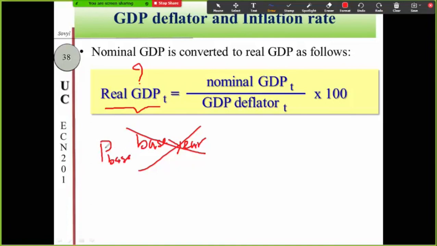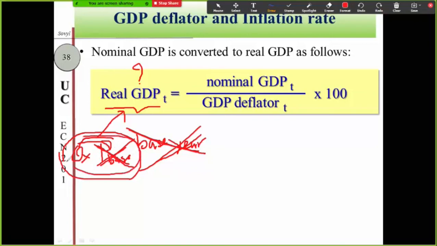If we don't know the base price, we cannot take quantity multiplied by price to get real GDP, because we don't know the price. That's why we cannot use this formula. In order to get the real GDP, we cannot use this formula because we don't know the base year or the base period. If we don't know the base year or base period, we cannot find the price from it. If we just know Q and we don't know the price, we cannot find total market value. So in this case, real GDP cannot be found by using this formula.